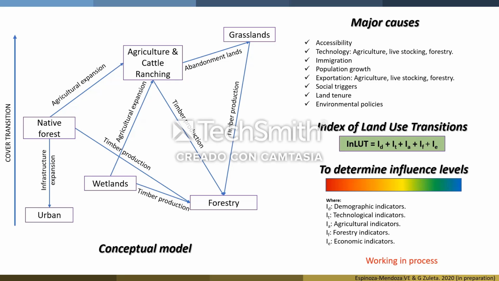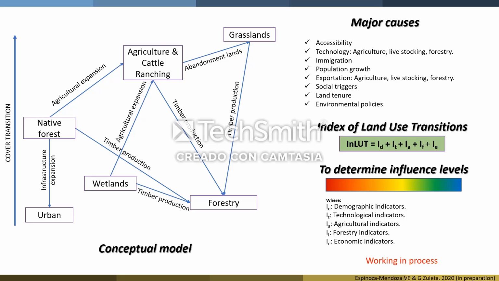So you can see on the right of your screen the index of land use transition. This is an index that we are working on now, called INLUT, to determine influence level, and it's based on 5 kinds of indicators: demographic, technological, agricultural, forestry, and economy. At this moment it is a work in process, and we are weighting the variables.